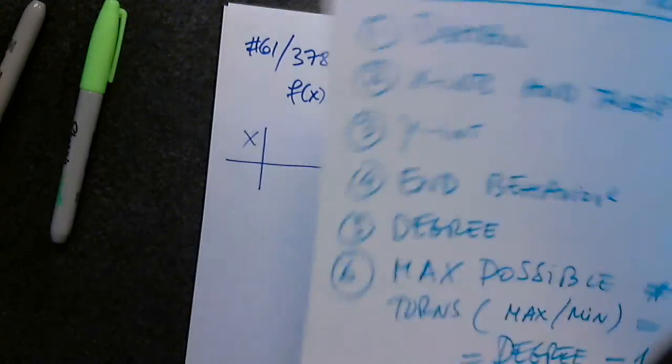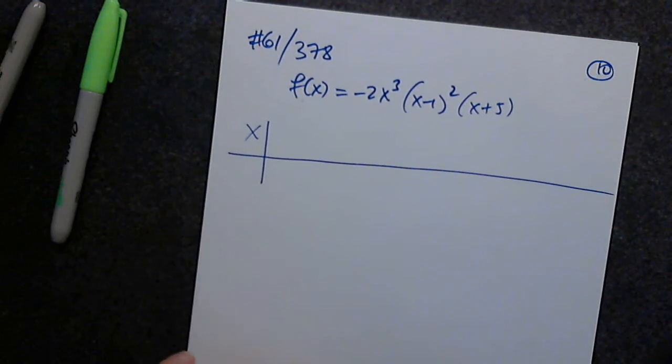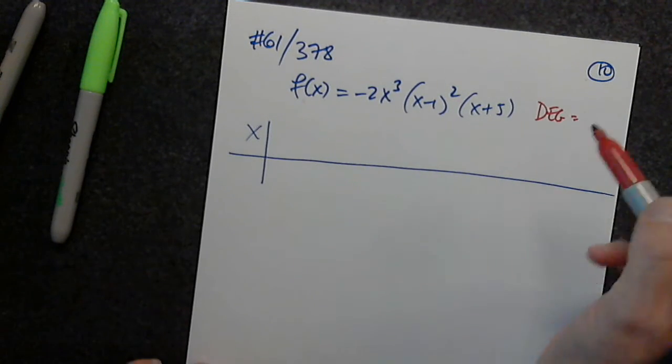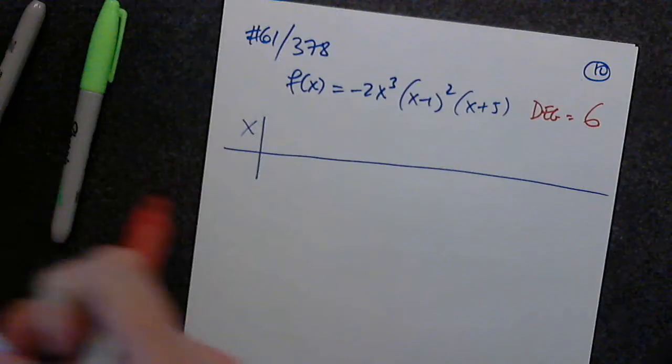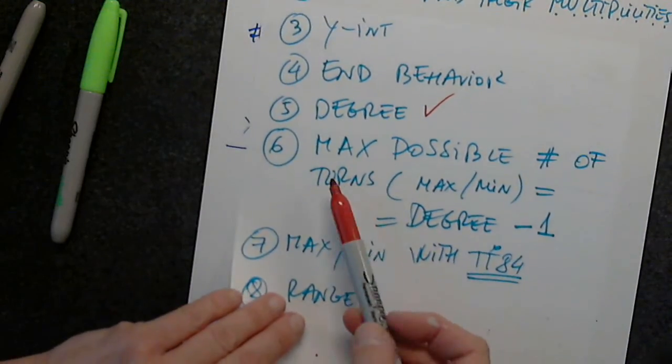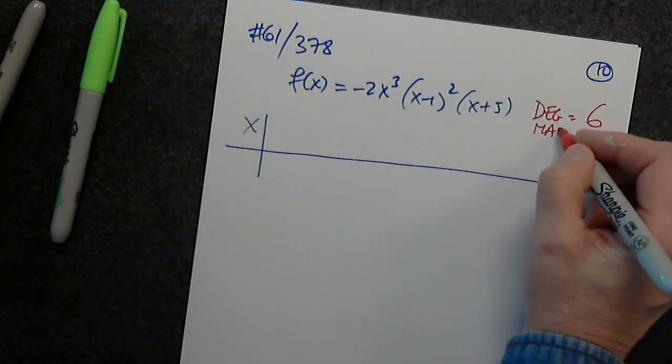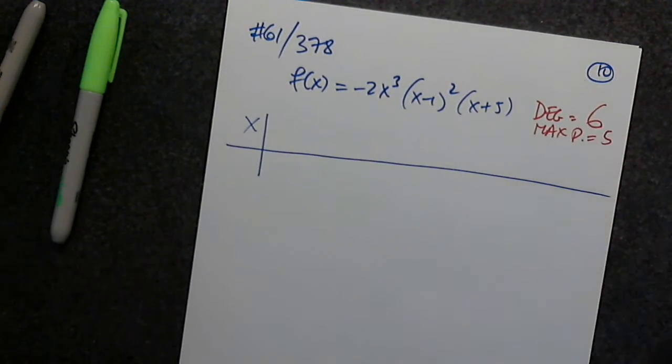Okay, so I'm going to show which item we start with, or I will cross it out. I would like us to identify the degree. So 3 plus 2 plus 1, which is 6. Excellent. Maximum possible number of max, min, or turns: possible 5, which means the function does not have to have 5 max or min, but it cannot have more than 5. That's why it says maximum possible turns.